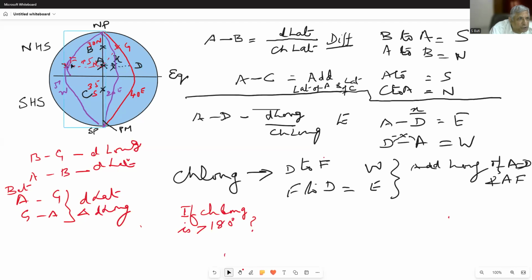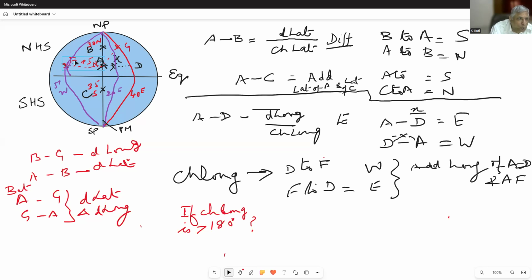Between D to F, the change of longitude will be longitude of D from prime meridian plus longitude of F. Add them up since they are in different hemispheres. If F is 50 degrees west and D is 40 degrees east, then total change of longitude between these two places will be 90 degrees. If your destination is east, F to D change of longitude is east, and if your destination is towards west, then the change of longitude will be west.